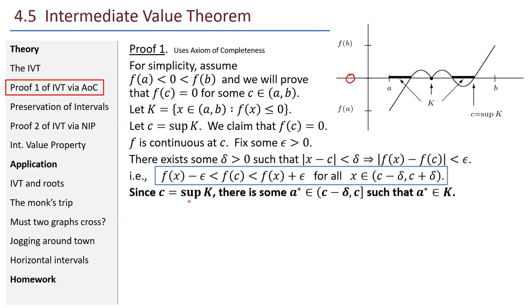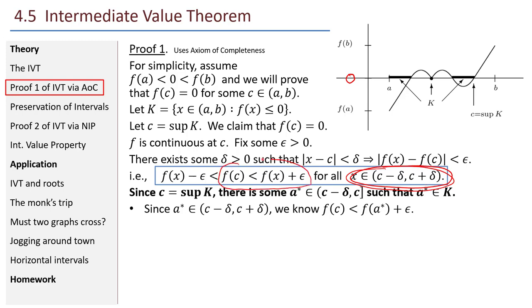Since c is the supremum of k, there's some a star just a little bit less than c, or maybe actually equal to c itself, so that a star is in my set k. Now notice, I chose a star to be just a little bit less than c, but still greater than c minus delta. So a star was in that interval c minus delta to c plus delta. Since a star is in there, we know that f of c is less than f of a star plus epsilon.